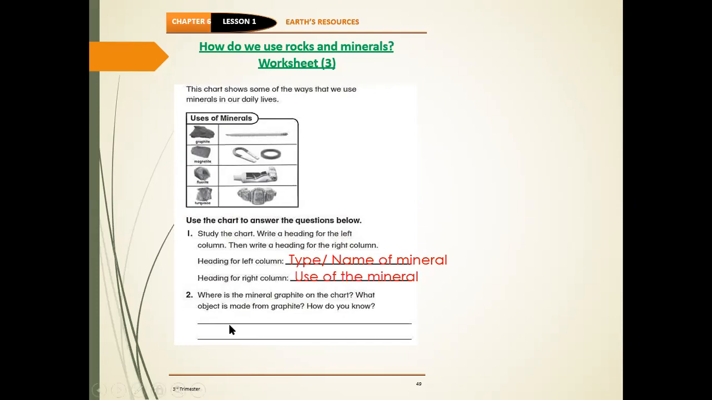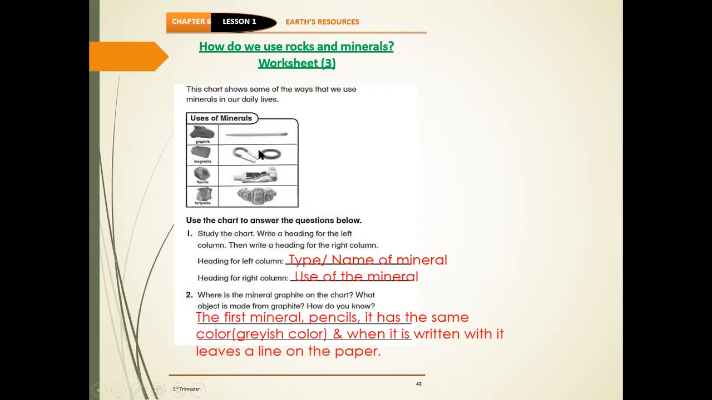Number 2, where is the mineral graphite on the chart? It will be the first one, right? Okay. What object is made from graphite? What can I make with graphite? Pencils. How do you know? Of course, here it's not clear, it's black and white, but how did you know that we make the pencils from graphite? Because it's grayish in color. It has the same color, the graphite. We use it in making the part which we write with. And when it's written with, it leaves a line on a paper. Of course, when you write with a pencil, for example, or making a line, you will find it is writing with you, right? Okay.